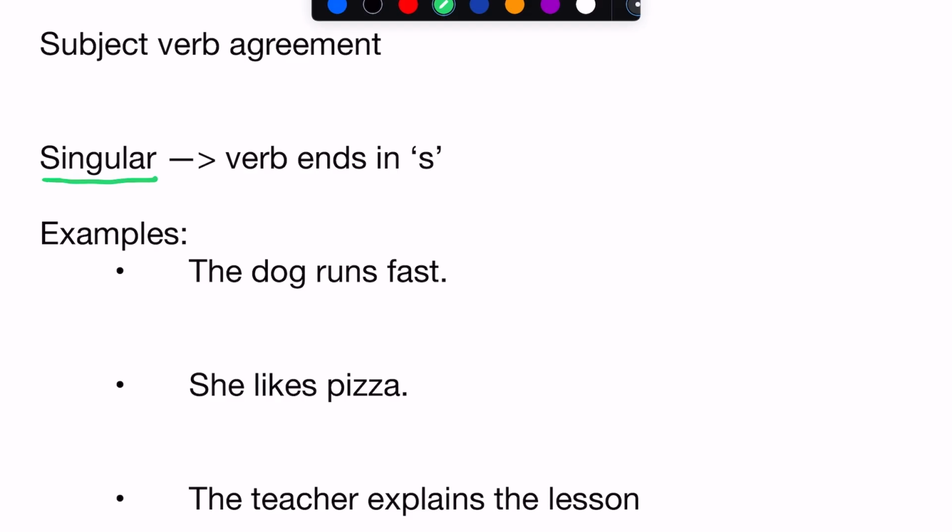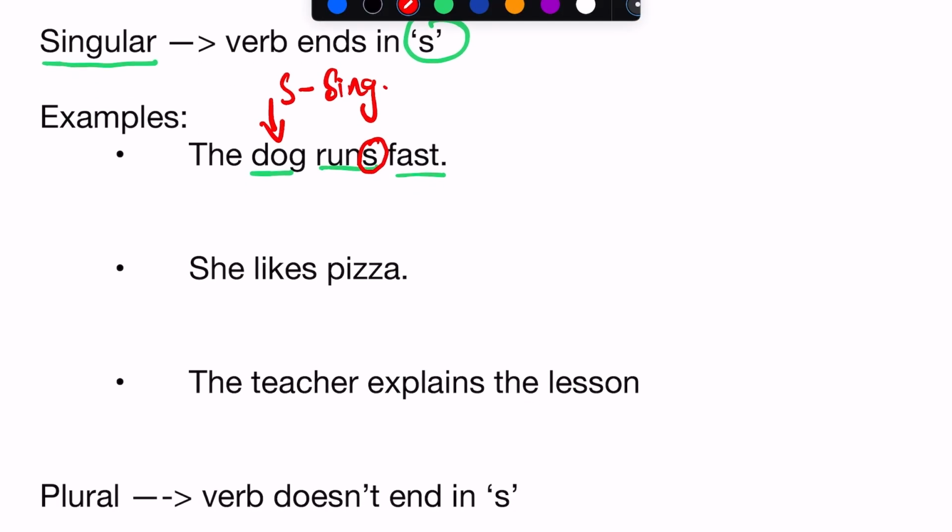When a subject is singular, the verb usually ends with an S. So for example, it says the dog runs fast. In here, the subject is the dog, and it is singular, meaning there's only one. So therefore, the verb will end with an S. Let's look at the next example.